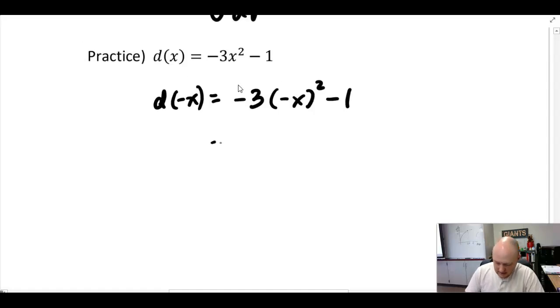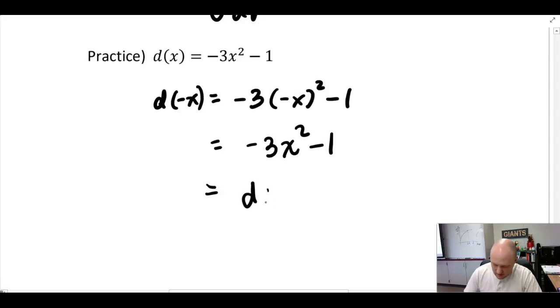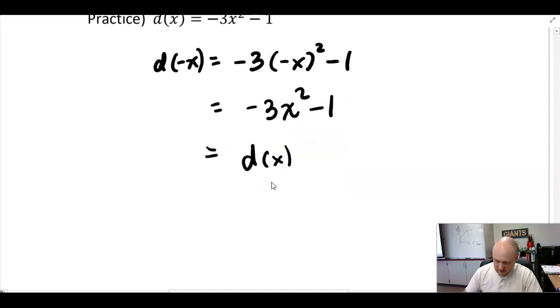So I get negative x squared, that's a positive x squared. I get this, which is the same thing as d of x. So d of negative x gives me d of x. Opposite x gives me the same y. This function is even.